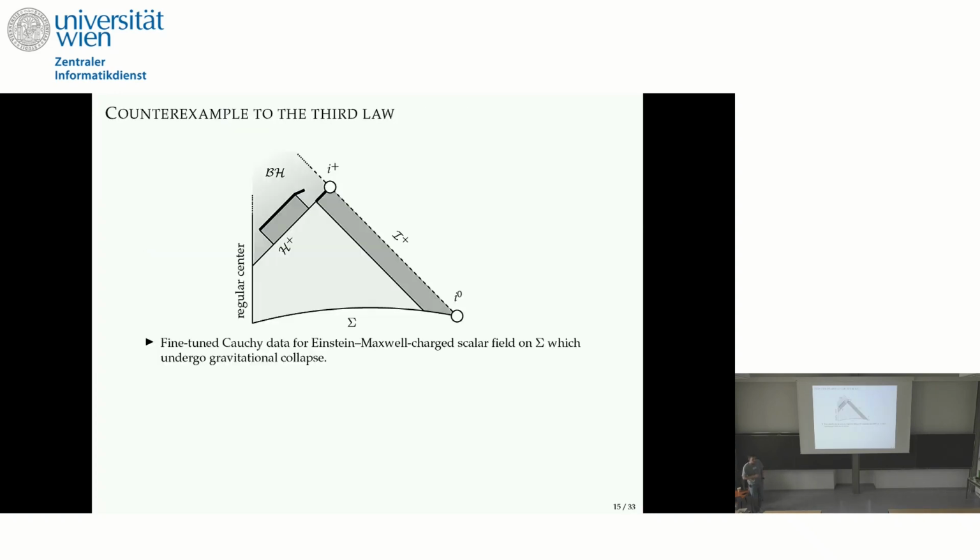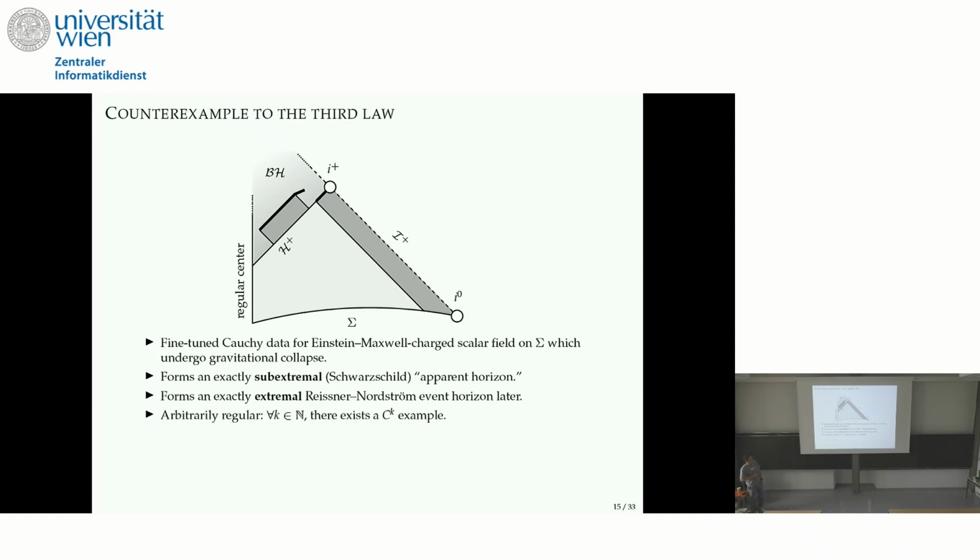I will very briefly explain what we do. We impose fine-tuned Cauchy data on R3 of the Einstein-Maxwell charged scalar field, which undergo gravitational collapse. First, they form a sub-extremal black hole. In our case, we actually make it a Schwarzschild apparent horizon here, and then later, an exactly extremal Reissner-Nordström event horizon appears, and we can make this arbitrarily regular.